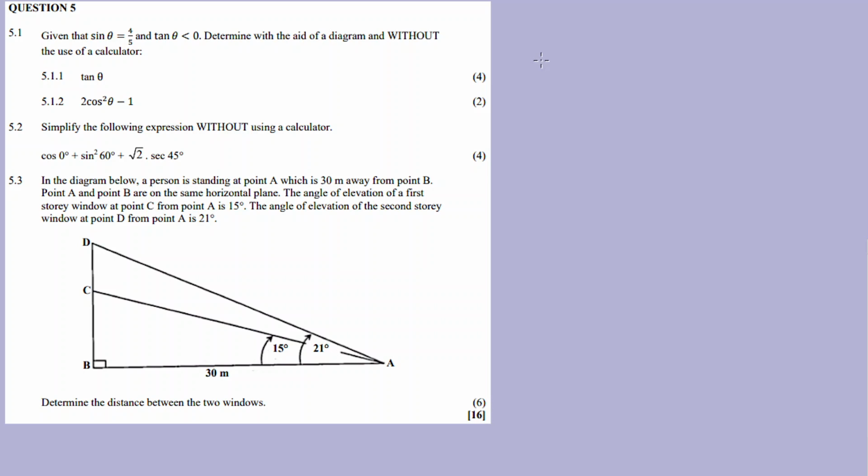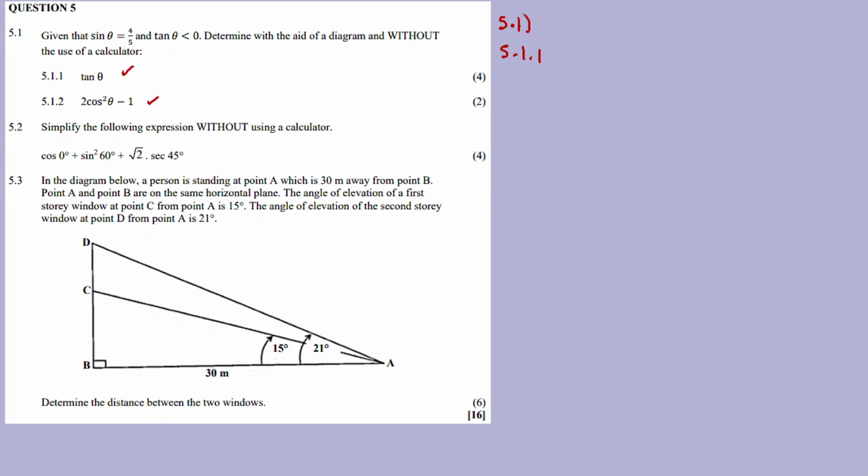So now question 5.1. Given that sine theta is equal to 4 over 5 and tan theta is less than 0, determine with the aid of a diagram and without the use of a calculator the following.